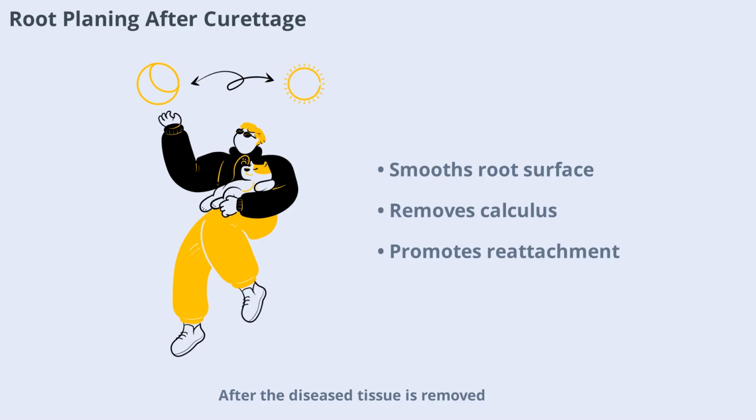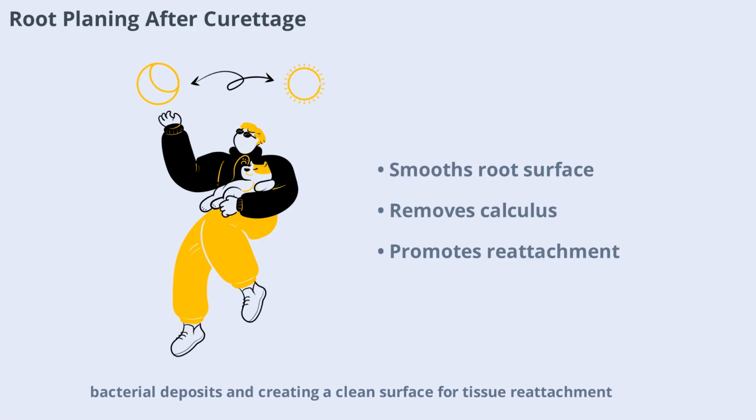After the diseased tissue is removed, root planing is performed to smooth the root surface. This step is crucial for removing any remaining calculus or bacterial deposits and creating a clean surface for tissue reattachment.